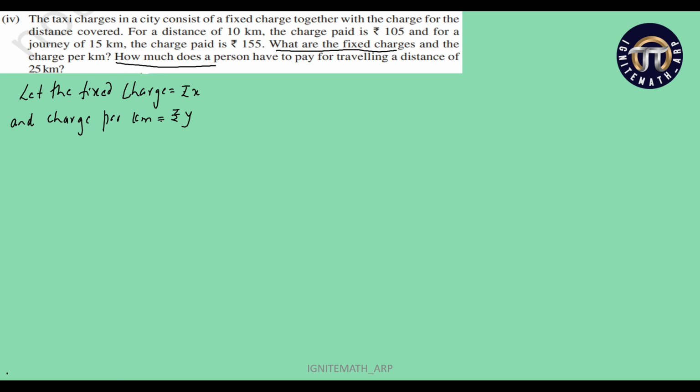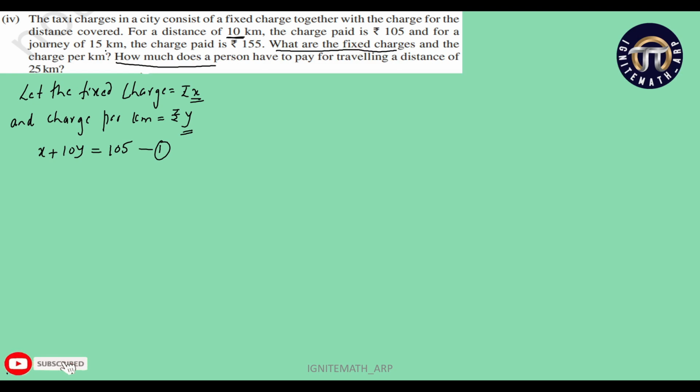Now what is the question there? For a distance of 10 km, the charge paid is 105. Whether you go for a longer distance or not, children, if you board the taxi and get down, you have to give the fixed charge. So you have to pay x rupees. And for every kilometer you are traveling, you are giving y rupees per kilometer. So how many kilometers has the first guy traveled? He has traveled 10 kilometers. So 10 into y rupees he has to give along with the fixed charge x. Together he is paying 105 rupees. This is the first equation.